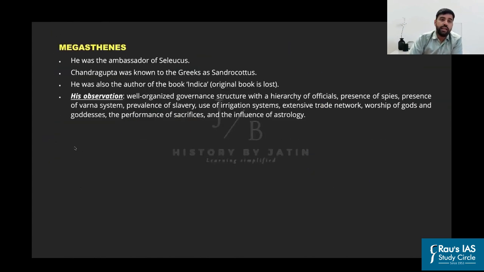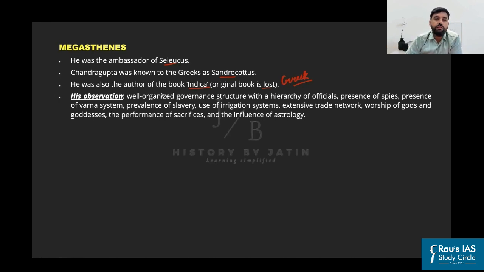Megasthenes, as I have told you, was an ambassador of Seleucus. Seleucus was a successor of Alexander. Chandragupta Maurya was called Sandrocotus. The book which he wrote was Indica, which is in the Greek language. The original book is lost. So how do we know about him? From the work of Pliny and Ptolemy.